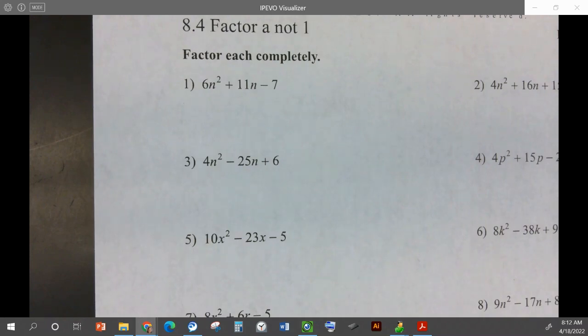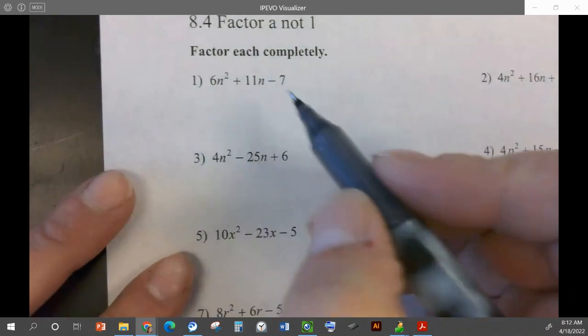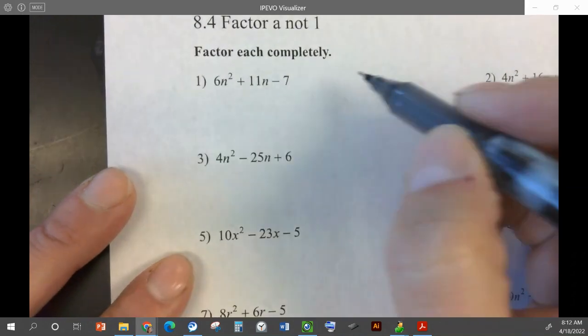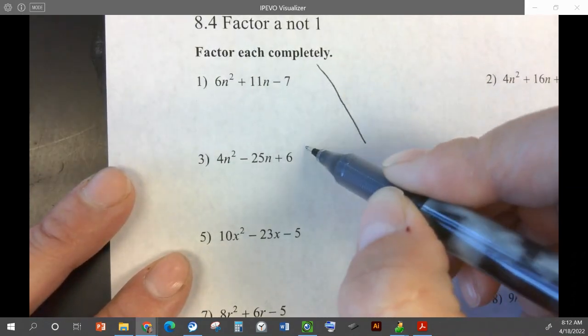All right, so this is just like last time. So go ahead and look through there. Are there any that you want to do up here? Number one? Okay. So remember we set it up like this.